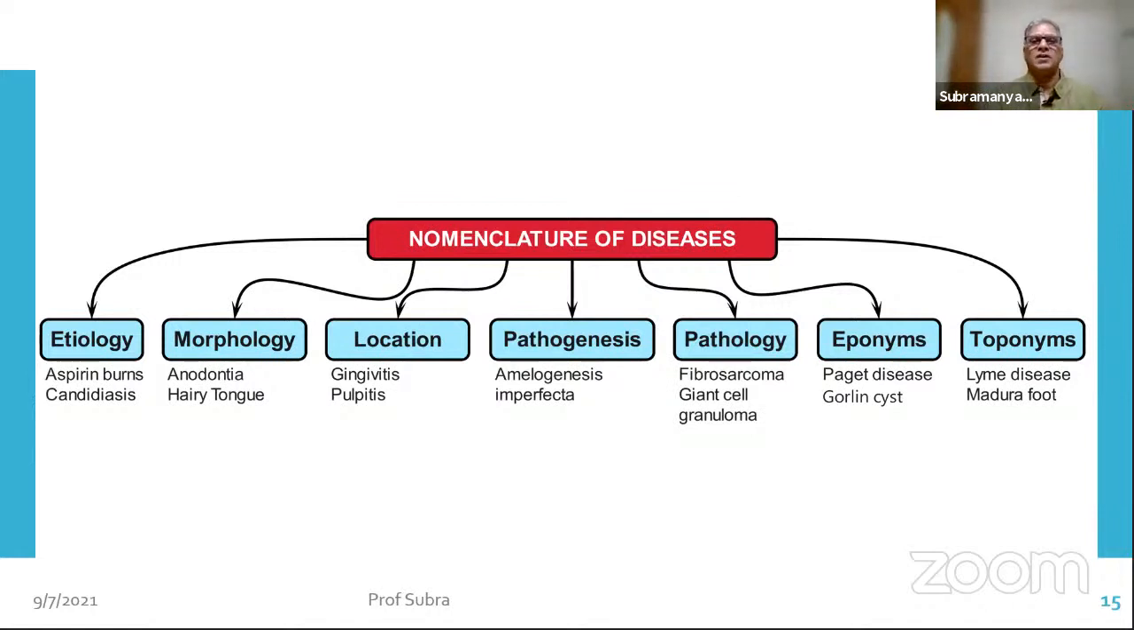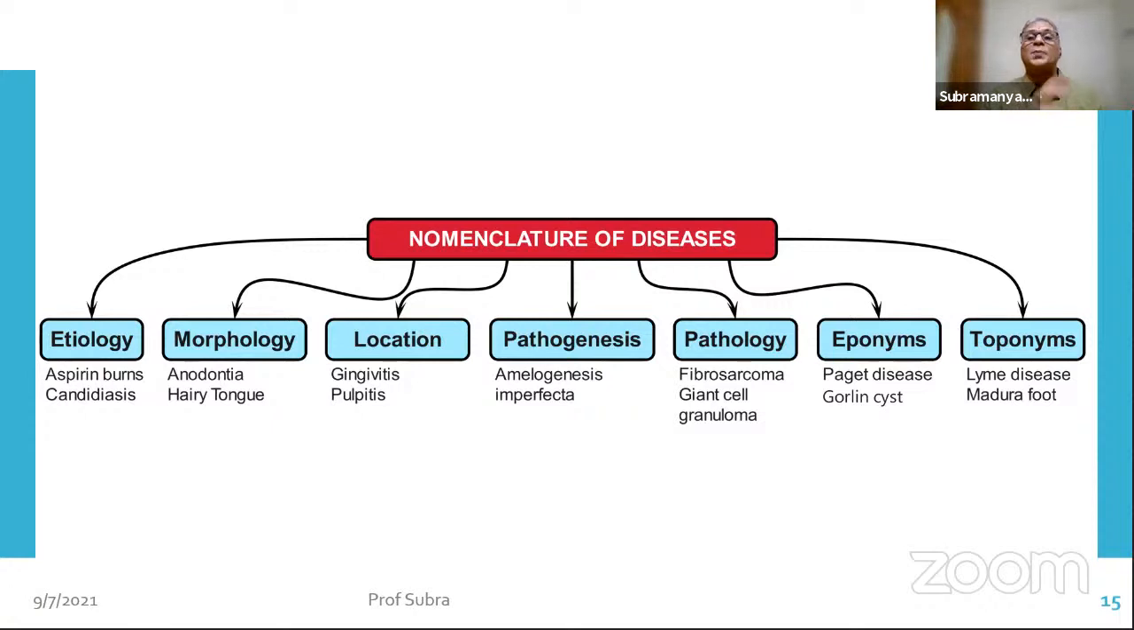Based on location, we can classify them as gingivitis, glossitis. Based on pathogenesis, we can give the name, for example amelogenesis imperfecta. When you look at the word, you can understand what it is about. Amelogenesis means the formation of enamel. Imperfecta means not perfect.